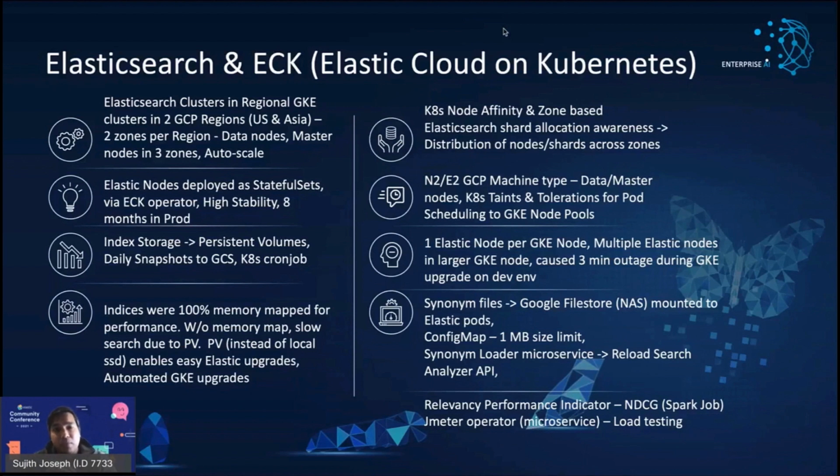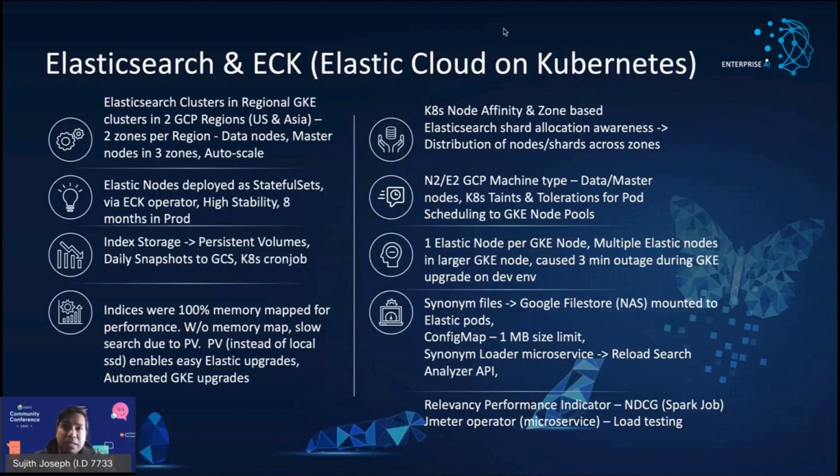Without memory mapping, the searches can be slow, as the indices will be read from persistent volume, which is the slowest. So we had looked at an option of using local SSDs, but then it adds a huge amount of operational overhead. For example, Elastic upgrades and automated GKE upgrades are not easy, and automated GKE upgrades are not even possible if you use locally attached storage.